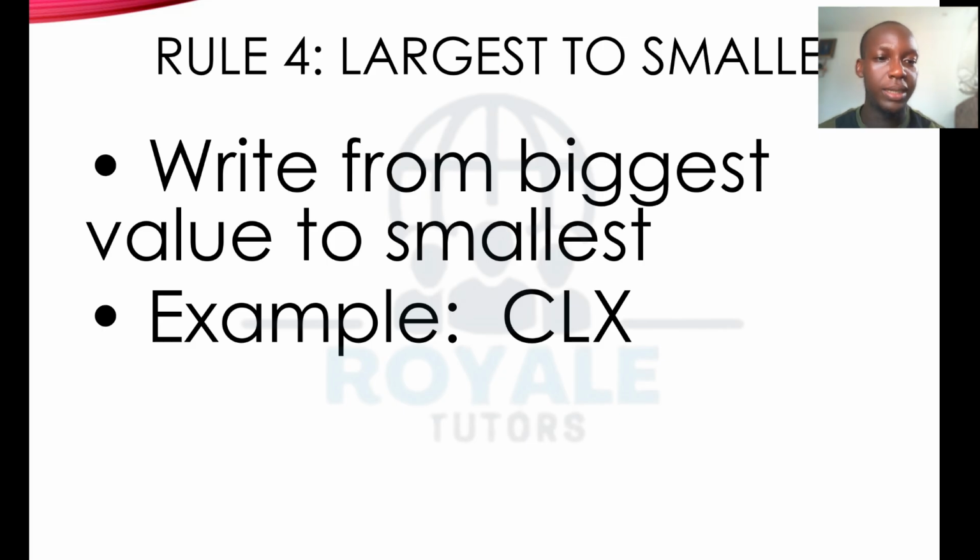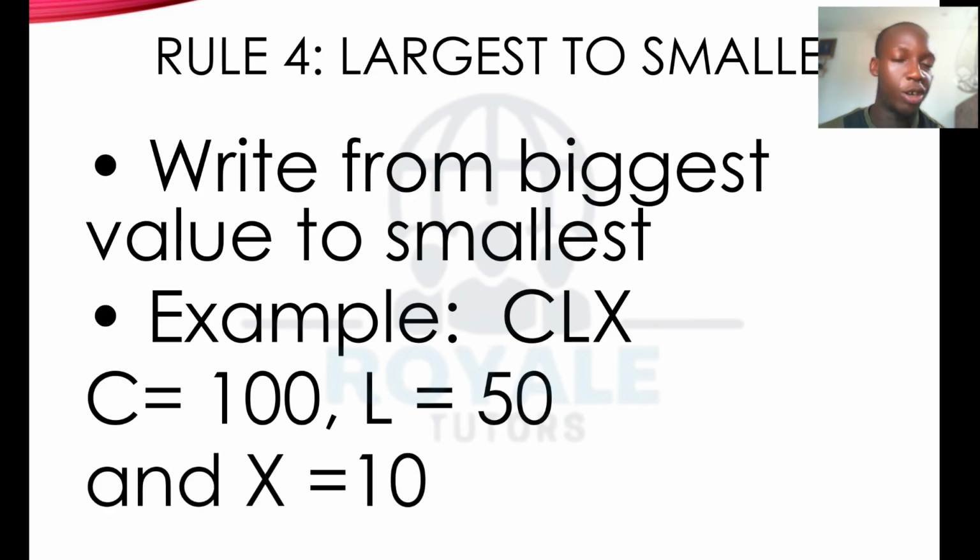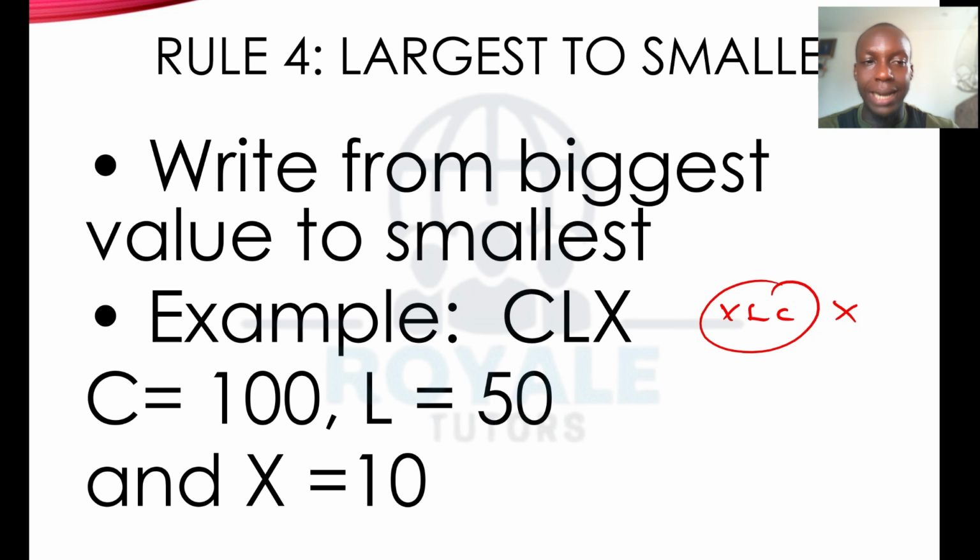So looking at this one, we have CLX. We know that C represents 100, L represents 50, and X represents 10. So we write from the biggest value to the smallest value. So I can't come up with XLC. This is going to be wrong. You have to start from the bigger value down to the smaller value. We know that 100 is bigger than 50, and 50 is bigger than 10. So that's how we write numbers in our Roman numeral system.